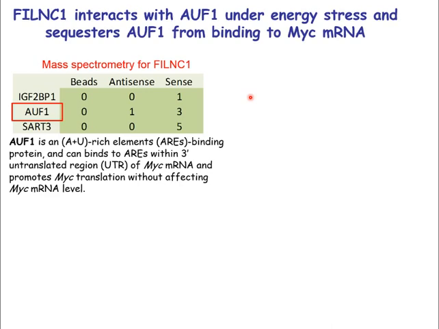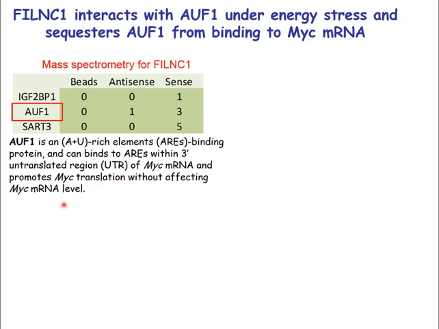So here we have to use an unbiased way. Again, we used a proteomic assay to try to identify the FLINK1 binding protein, and we found one of the binding proteins called AF1, which is particularly interesting because this is an AU-rich element binding protein, which binds to AU-rich element containing mRNAs, and MYC is one of such mRNAs. So it binds to the MYC mRNA through these elements and can promote MYC translation without affecting MYC mRNA levels.